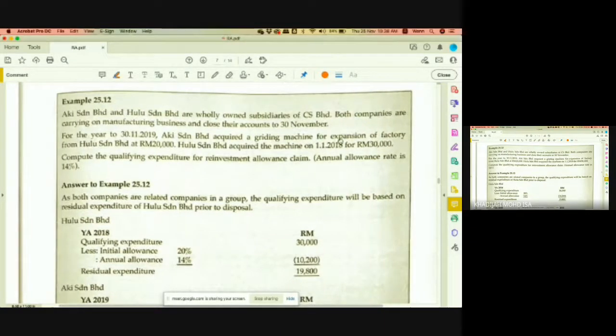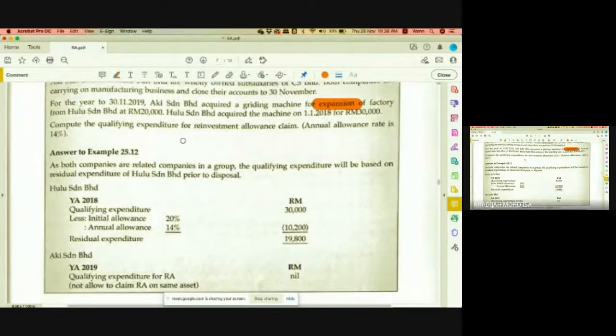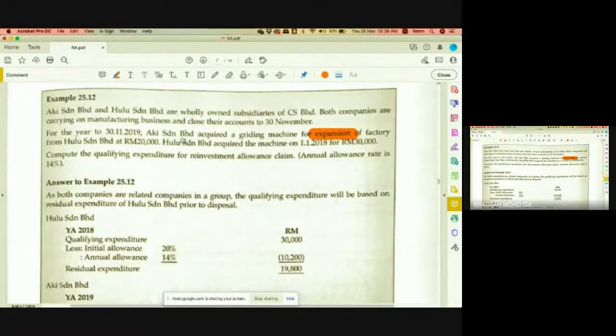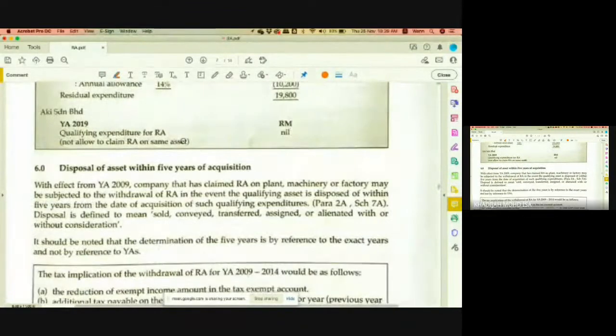Even though this one is expansion, if you acquire the asset from your related party, in this case, you purchase the grinding machine from your related party, right? That asset is not eligible to claim for RE. Why? Because it's a controlled transfer, so you cannot purchase your asset from your controlled companies. If you want to claim RA, you have to buy from a third party. All right, then only you can claim your RA.